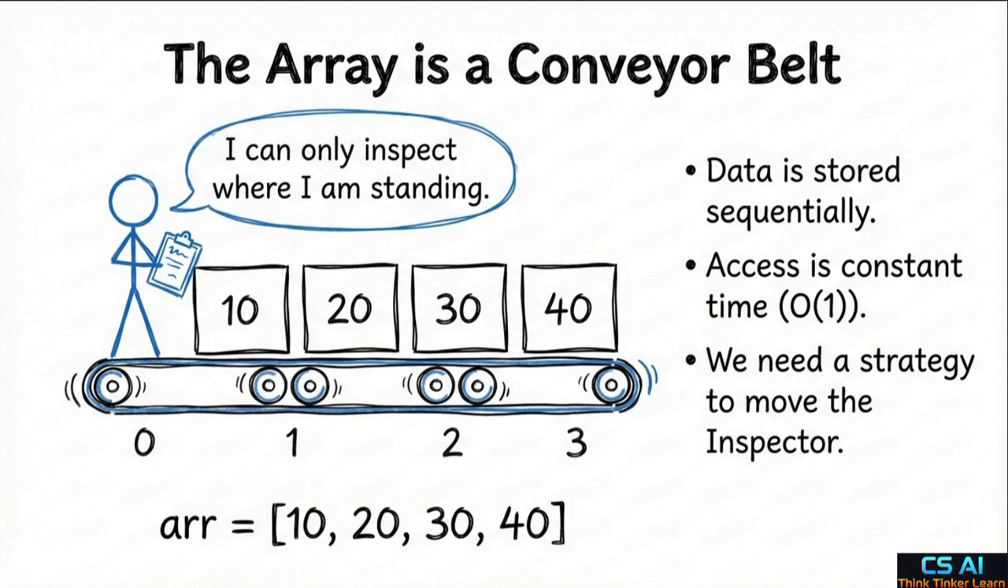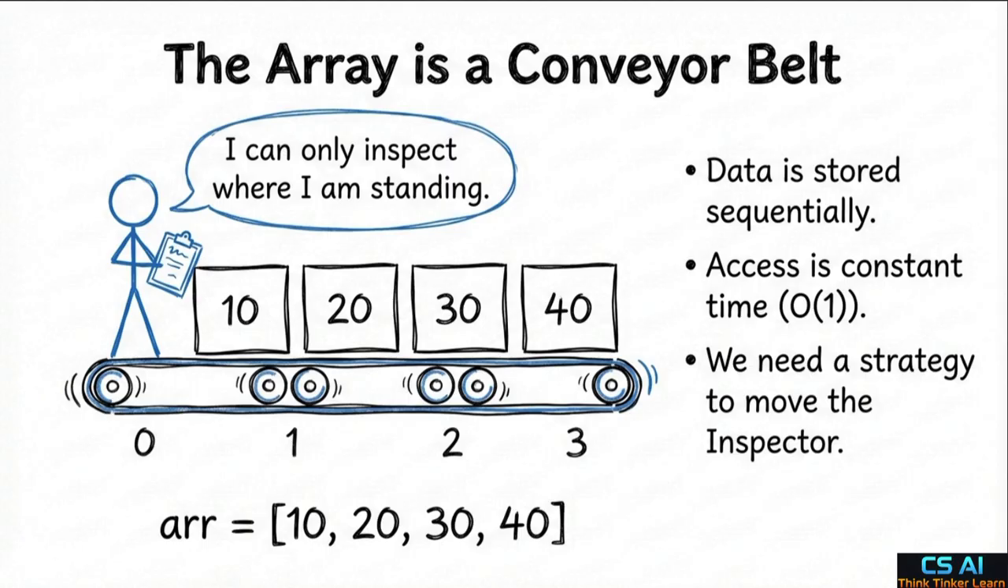Imagine you are an inspector in a factory. The items on the belt are your data and they are stored sequentially, one after another in a predictable order. A key property of arrays is constant time, or O(1), access. This means that you can instantly look at any item on the belt just by knowing its position or index.